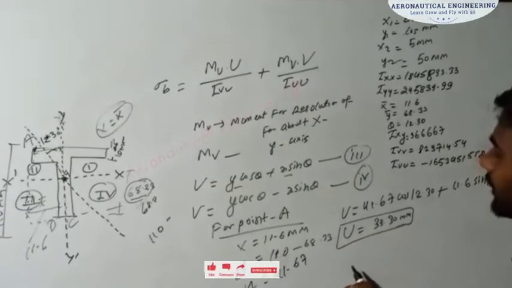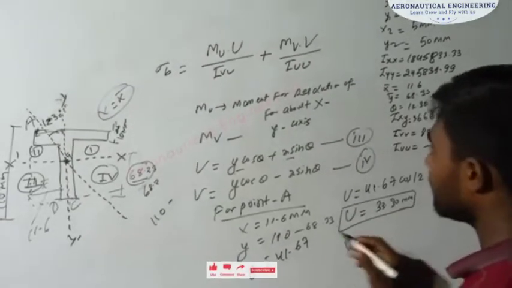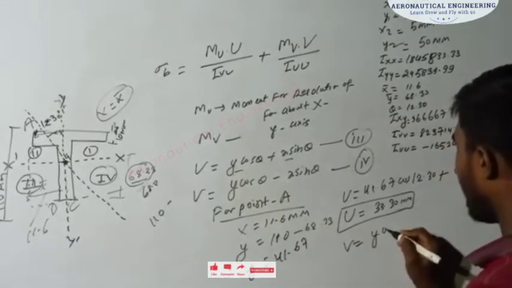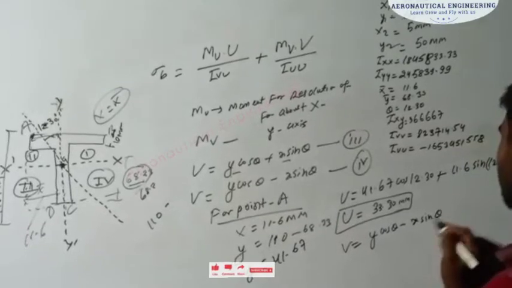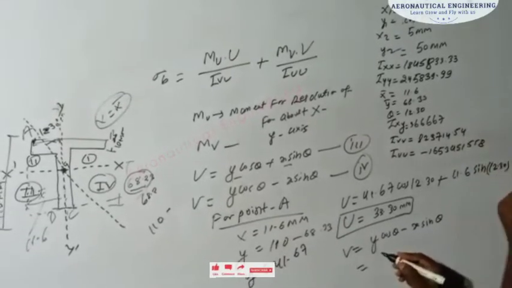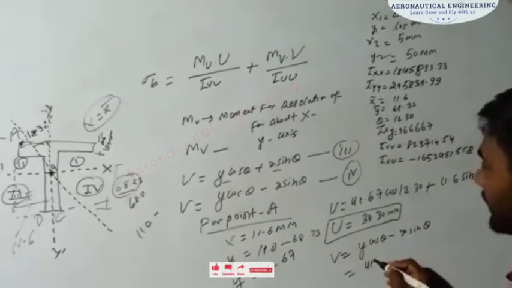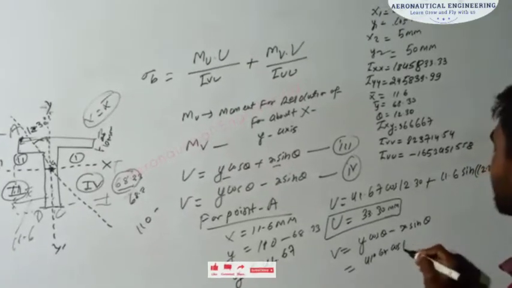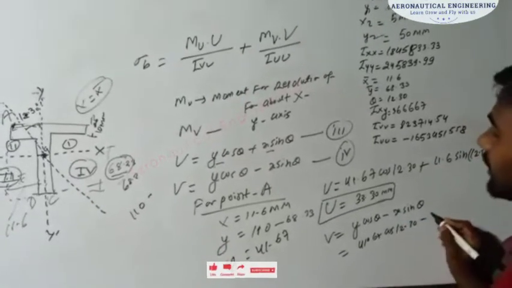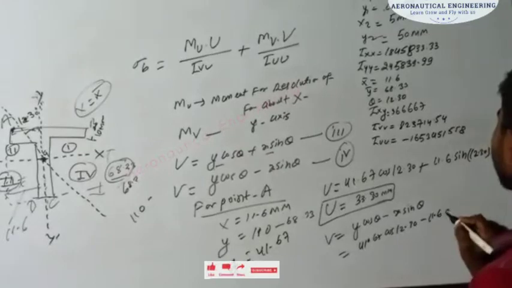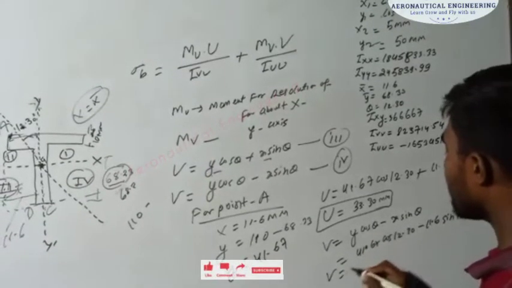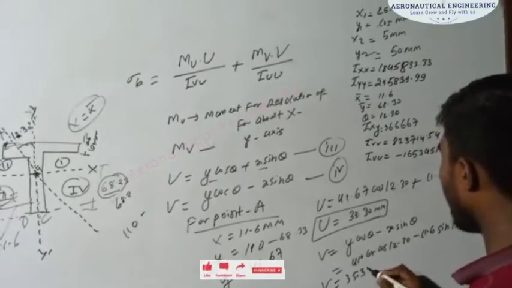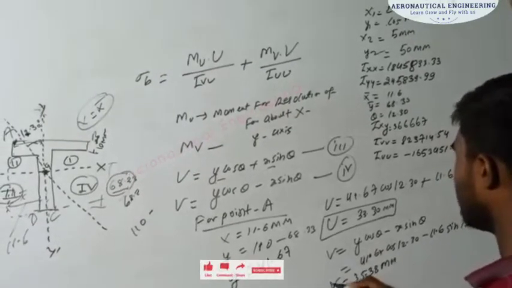Similarly, if you calculate v value from here, y cos theta minus x sin theta. For point A, y equal to, you know that 41.67, cos theta value is 12.30 minus x value is 11.6, sin theta value is 12.30. So after calculating this, we get v equal to 35.38 mm.